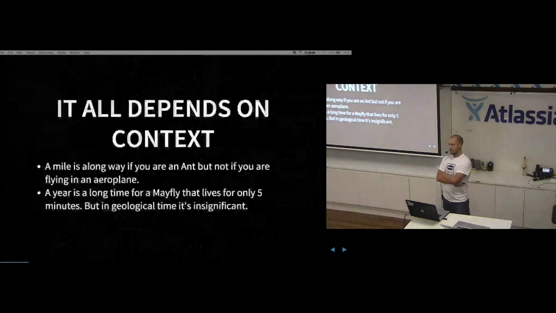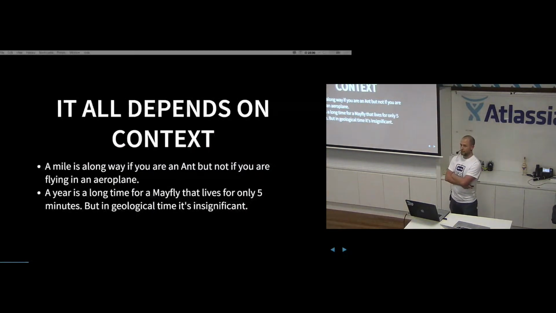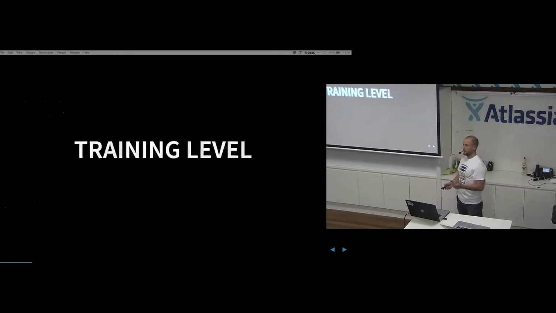To an ant, a mile's a long way. It's going to take him a long time to walk a mile. But if you're traveling in an aeroplane, you go very quickly. A year is a long time for an animal like a mayfly that only lives for about 24 hours. But for a rock, it's a really short time. Okay, so those three concepts are what I want you to think about whilst we're talking.